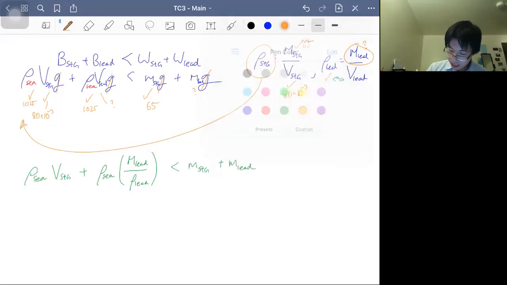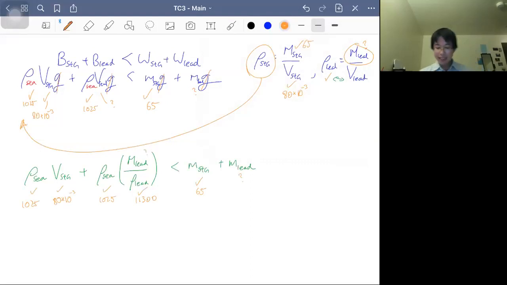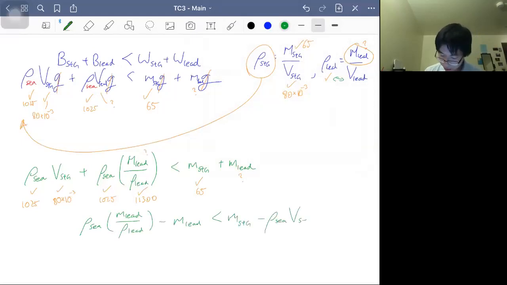Okay. And now let's do a final check. Yes, 80 times 10 to the minus 3, 1025, yes. 11300, yes, 65, yes. And now, I could stop here, but might as well. We've done so much. Move this to this side: lead, M of S plus G minus C of S plus G.